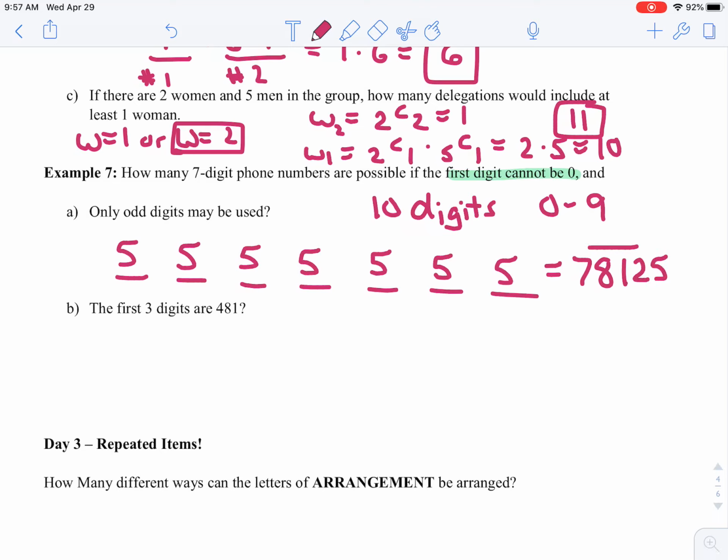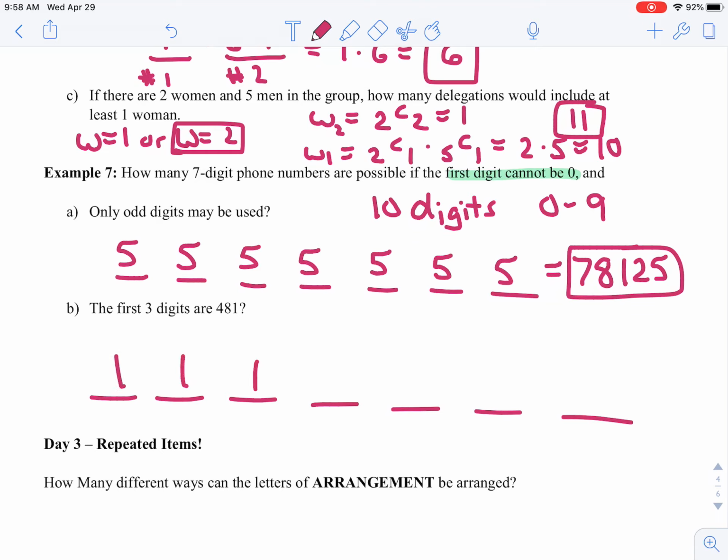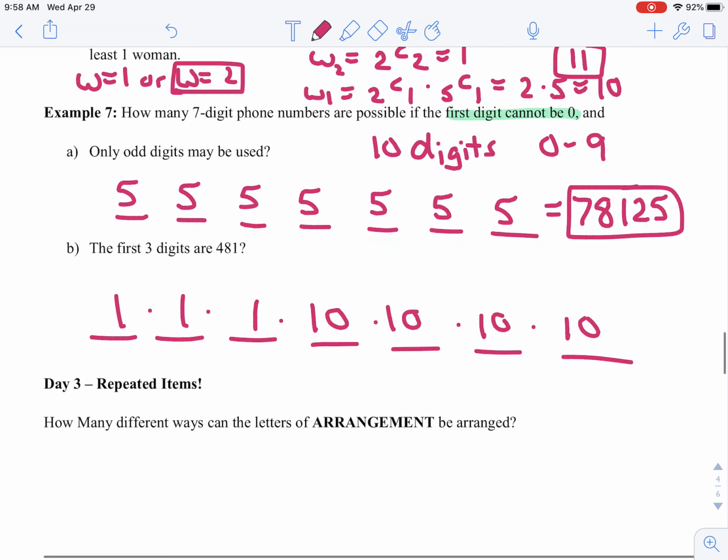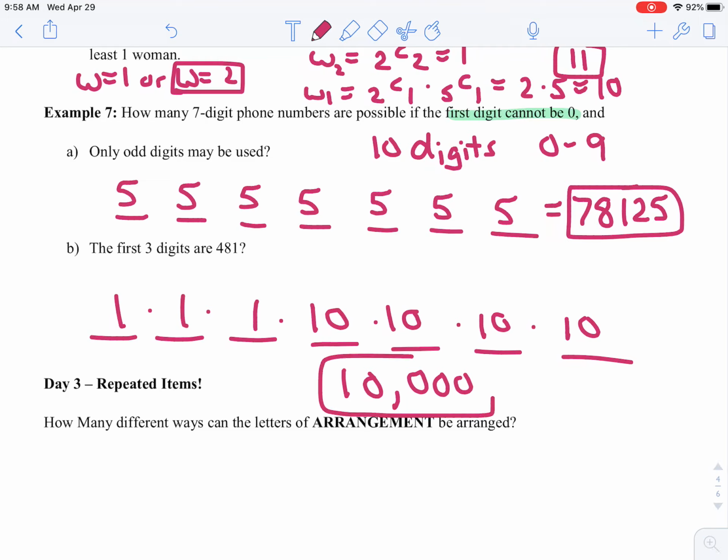And we see that we have 78,125 different ways that this one could occur. Okay, and then the next one, again, the first digit cannot be 0, and the first 3 digits are 481. So we're going to go to our phone number. There's only one option for those 3: 1, 1, and 1. But then the other spots I'd have my 10 number options still. So really this is 10 to the 4th. And we see that there are 10,000 numbers that could occur in this manner.